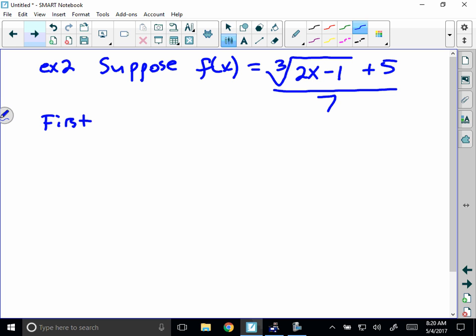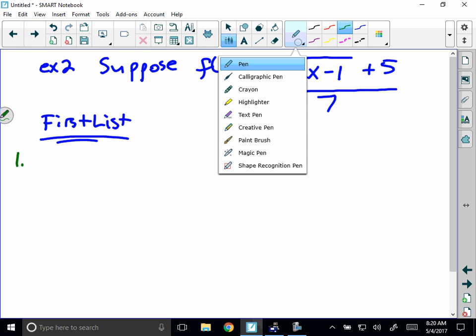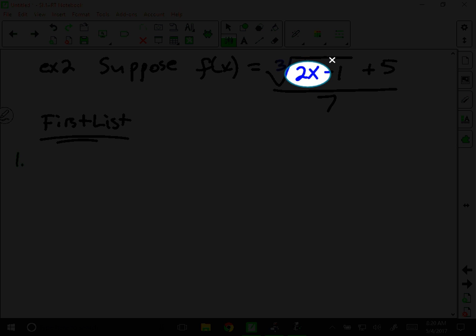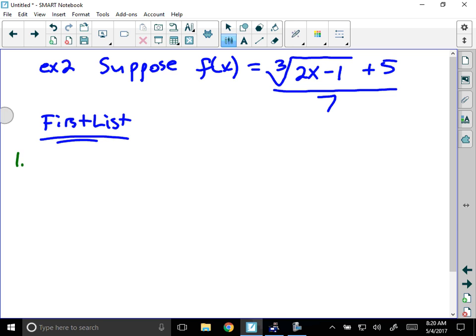So here's my first list. What is it that happened to x in the beginning of whatever's going on in this? The first thing that happened to x there, it says 2x. So what happened to x? It was being multiplied by 2 or doubled. So the first thing that happened to x is that it was doubled.